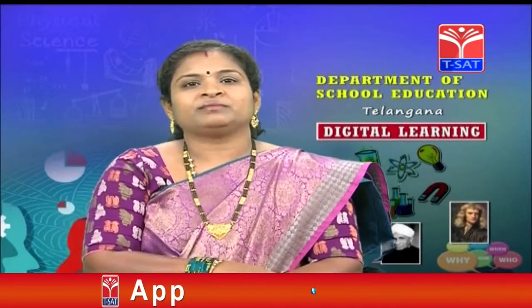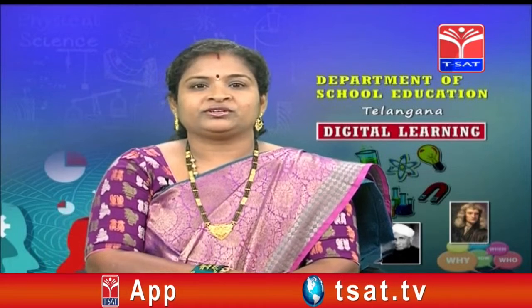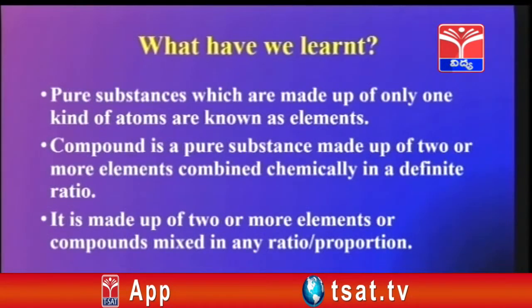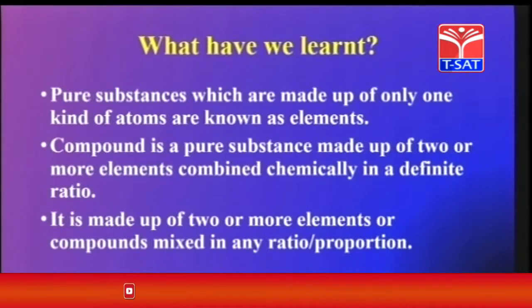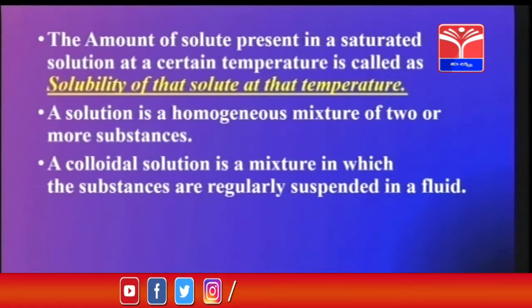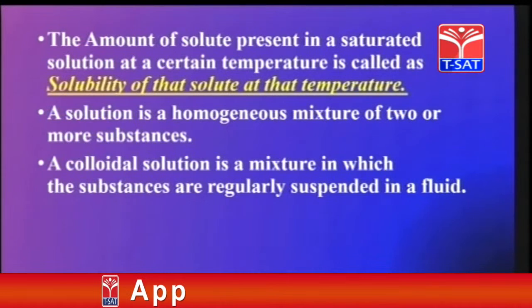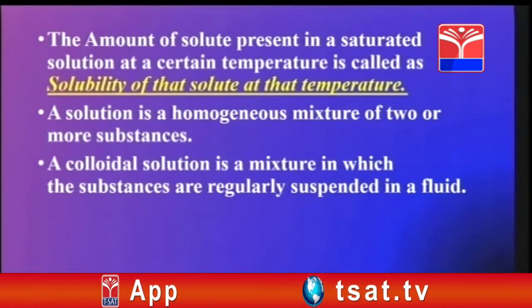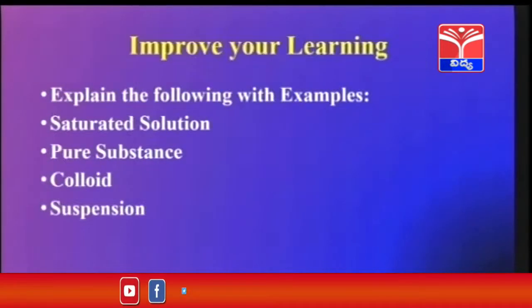Now let us summarize what we have learnt. Children, pure substances are made up of only one kind of atoms, like elements or compounds. The amount of solute present in a saturated solution at a certain temperature is called as the solubility of that solute. We have studied about a solution, it is a homogeneous mixture. We have studied about colloidal solution, it is a mixture in which the substances are regularly suspended in the fluid.